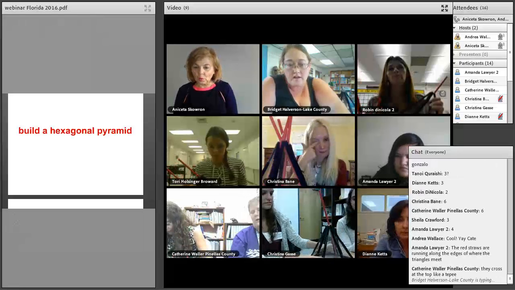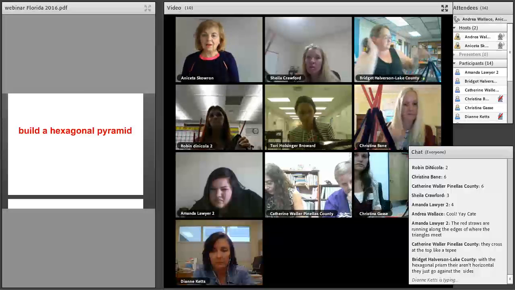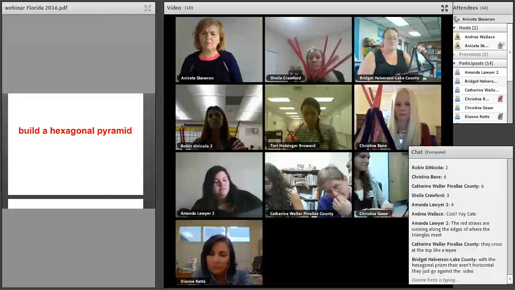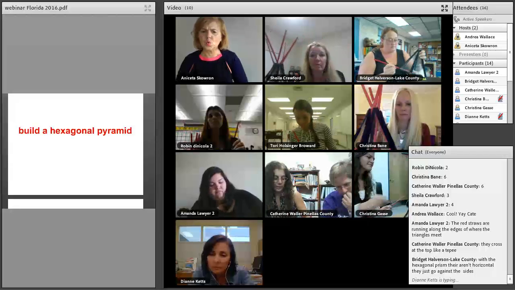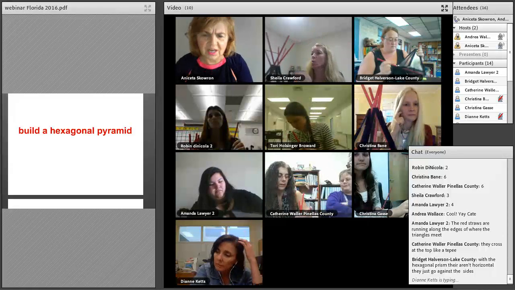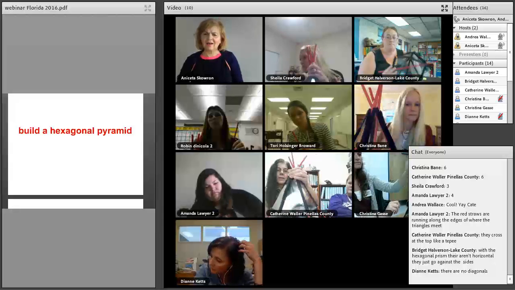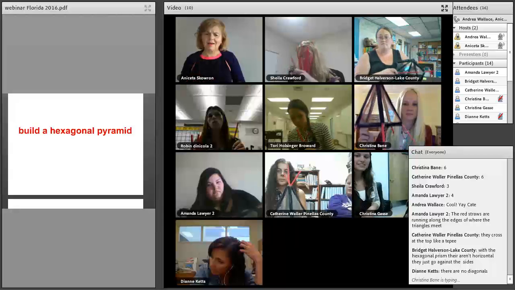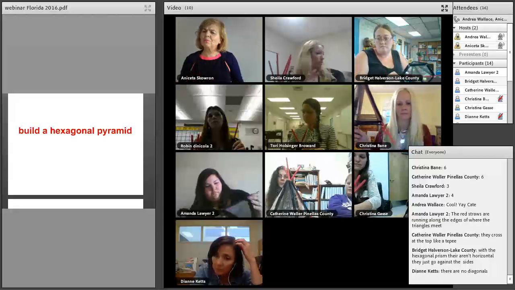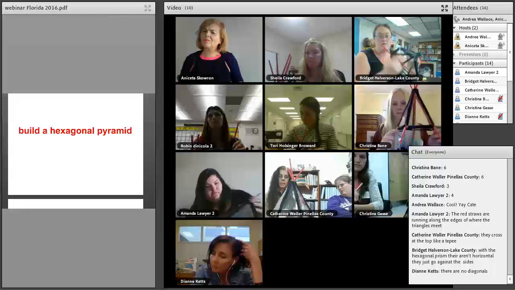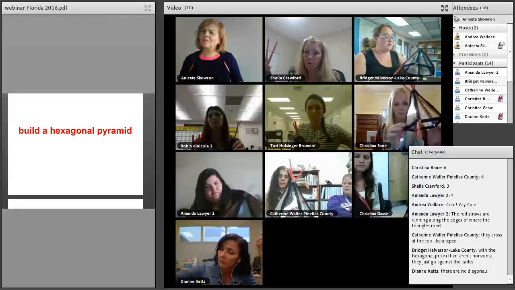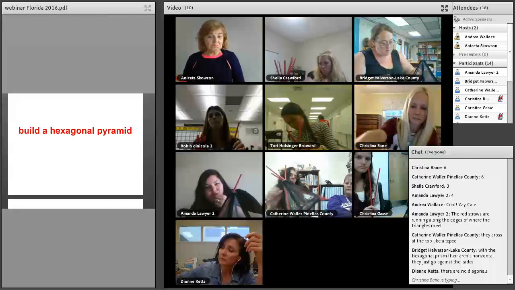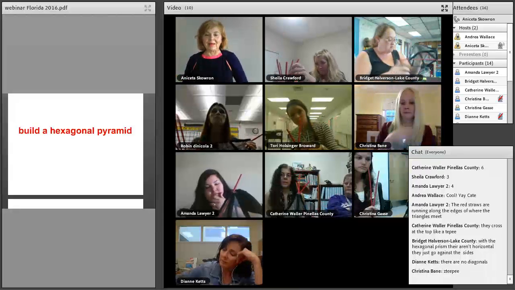Okay, so Amanda says the red straws are running along the edges of where the triangles meet. Ooh. And Kate Waller says they cross at the top like a teepee. Bridget says with the hexagonal prism, they aren't horizontal, they just go against the sides. And Diane says there are no diagonals. So we have very many ideas.